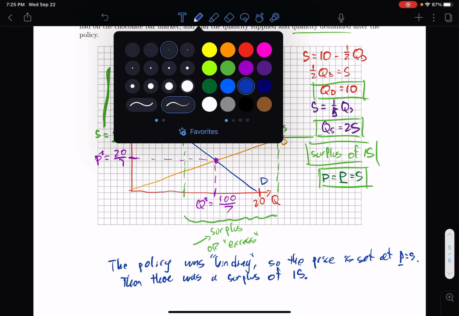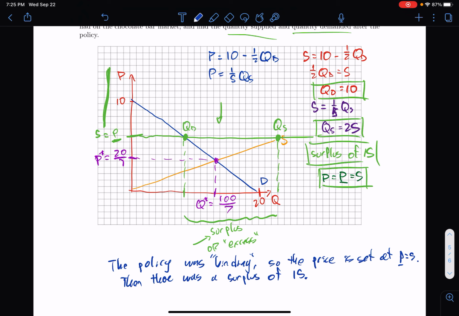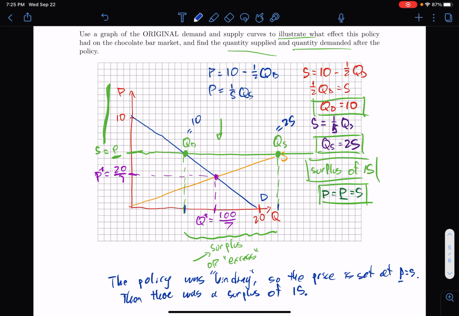And then we can label our results on the graph here. So because we have a lot of things going on the bottom here, I'm actually going to label it up top, where we have QD is equal to 10 and QS is equal to 25. If you didn't put it on the graph, that's going to be just fine. It just makes it easier to sort of interpret what's going on. Okay, so it's a little messy, but this would receive full credit.